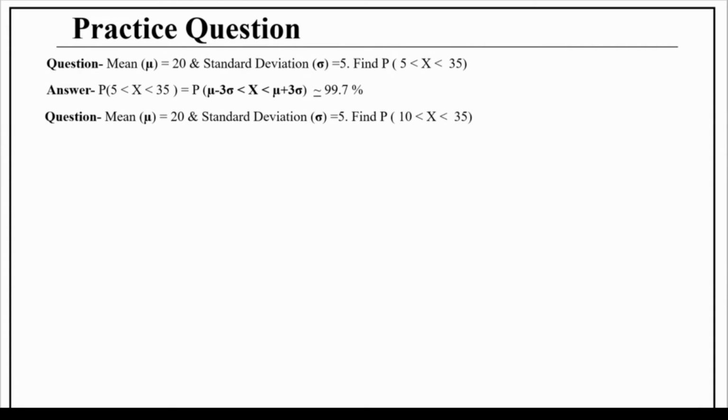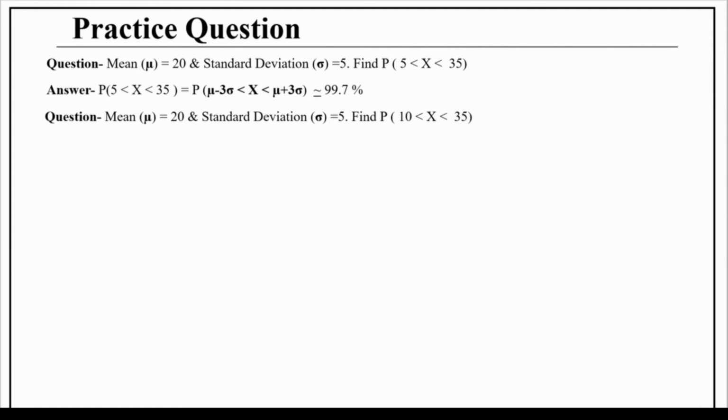Now let's take another question. Here the mean is 20, the standard deviation is 5, and we need to find the probability of a variable lying in the range of 10 to 35. First we will express 10 and 35 in terms of mean and standard deviation. 10 is mu minus 2 sigma and 35 is mu plus 3 sigma.